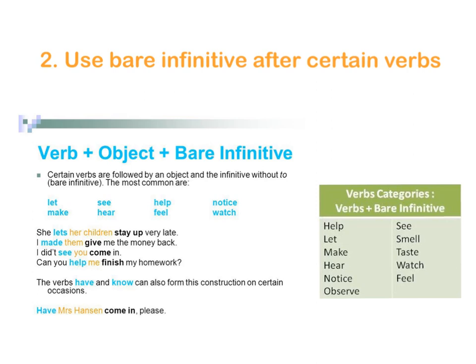And the second rule is, after some verbs, we use bare infinitive. For example, let, make, see, help, feel, these words, okay? Then we use bare infinitive. For example, she lets her children stay. Okay, we won't say she let her children to stay, that is wrong. We'll say she let her children stay up very late. I made them give me some money. I made him cry. I made her laugh. Okay, I didn't see you come. Can you help me finish? So after these words, we use bare infinitive. No change.